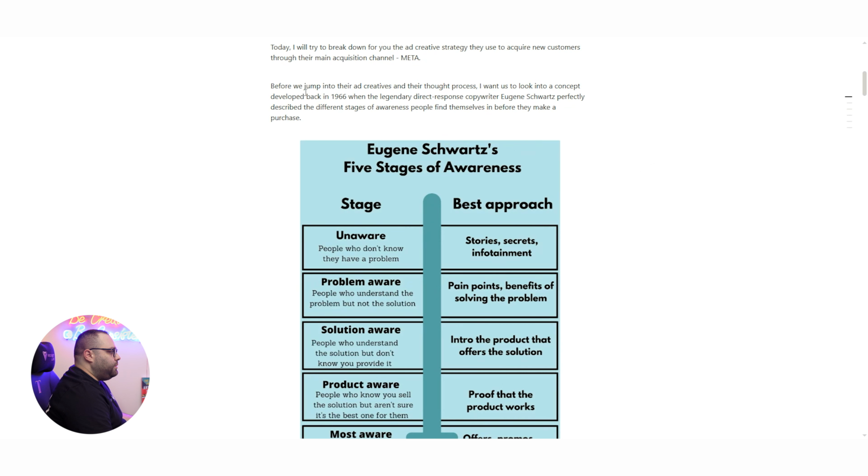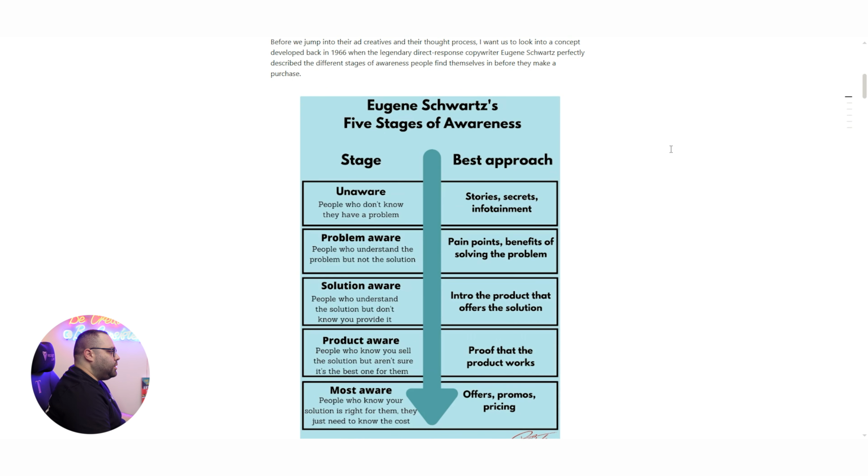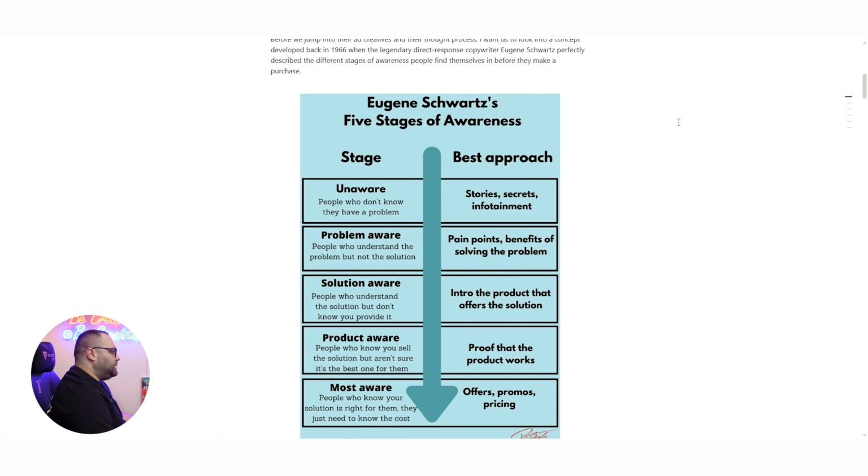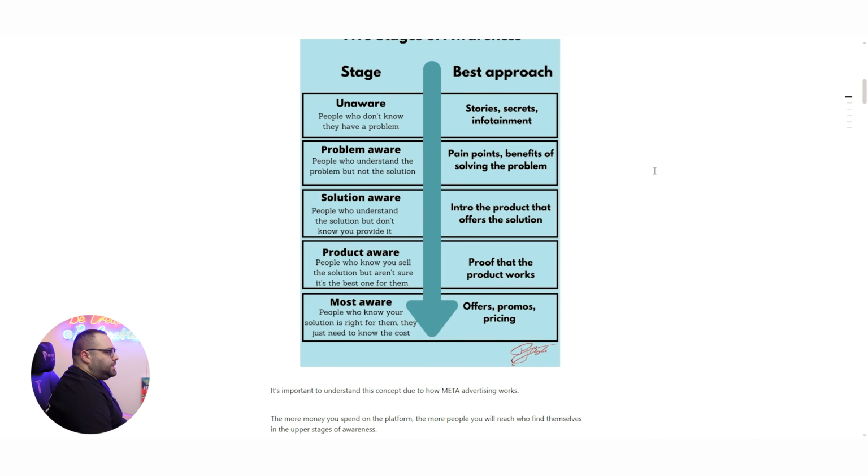So before we jump into their ad creative and their thought process, I want us to look into a concept developed back in 1966, when the legendary direct response copywriter Eugene Schwartz perfectly described the different stages of awareness people find themselves in before they make a purchase. Now, 5 stages. Unaware, people who don't know they have a problem. And here you can convince them with stories, secrets, infotainment.